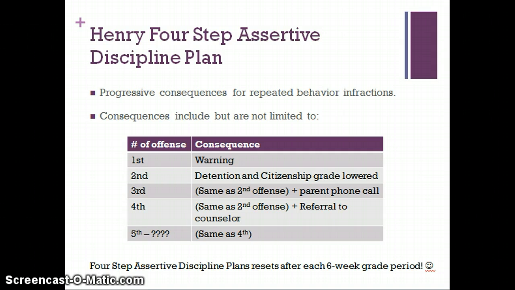The good thing about the 4-step assertive discipline plan is you should never be surprised as to what's coming next as far as consequences goes, because they're the same every single time based on what step you're on, and it resets after each 6-week grade period. So if you had a bad first 6 weeks of school, that's okay. You've got the next 6 weeks to make it up and do a better job.